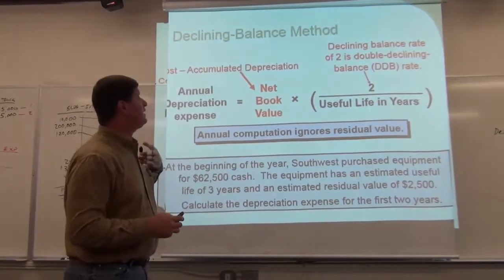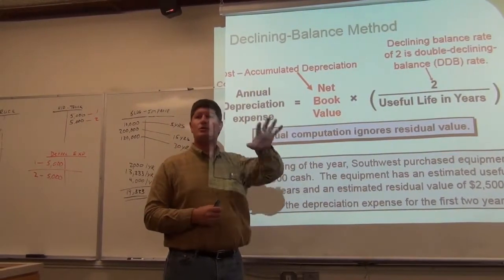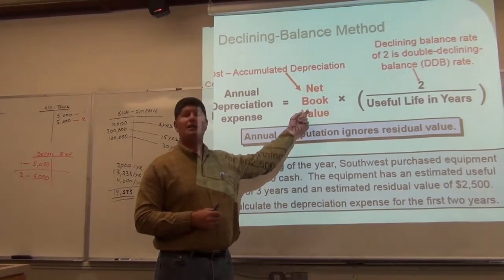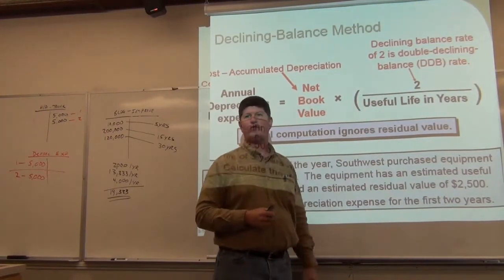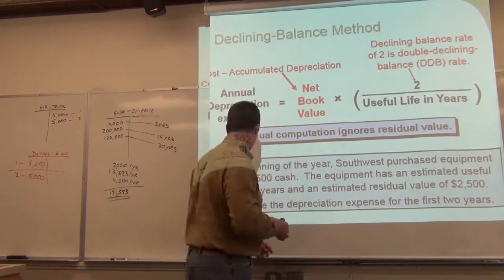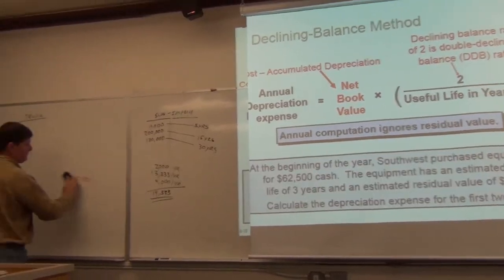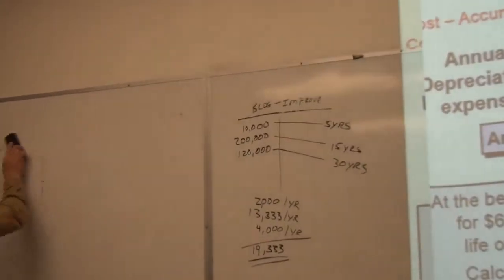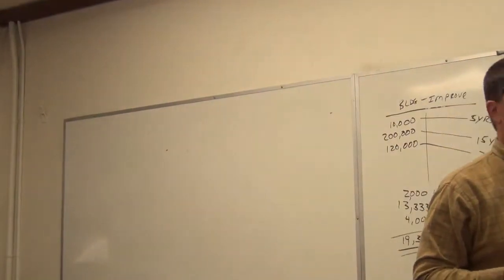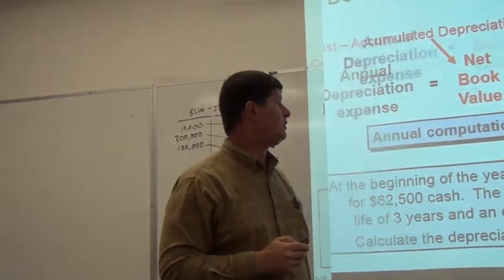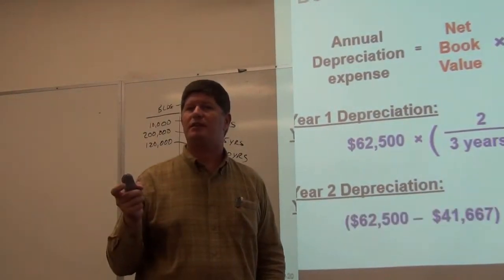So, we calculate that by taking net book value. Here's a minor difference. You take net book value times 2 divided by the useful life in years. And I know I'm going to want some board space for this one. Again, the same asset that was $62,500. In year 1, what's the net book value of that asset?